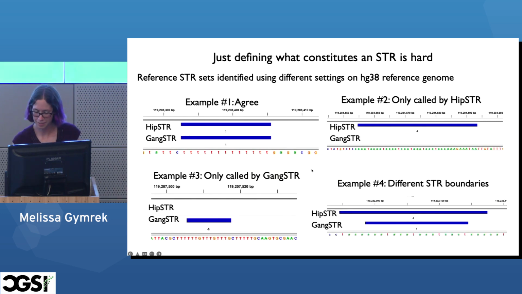And in still other cases, the tools will identify overlapping repeats, but the boundaries of the repeat will be different. It can even get more complicated than this. But even just deciding which places in the genome are STRs that we should be looking at is something that it's really, really difficult to get agreement on and really depends on the settings that you're using.